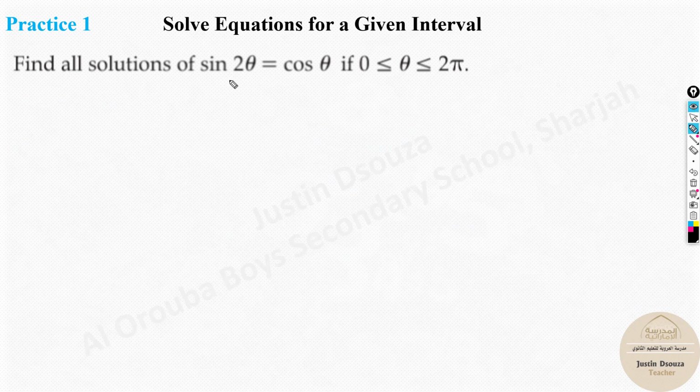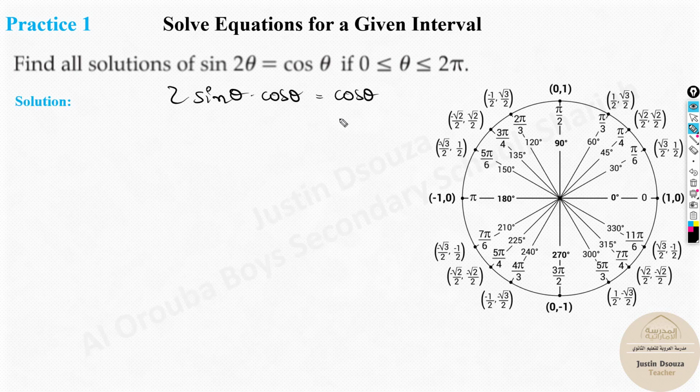We have sine 2 theta equals cos theta. What do we do over here? First of all, there is 2 theta. This is a double angle identity. How do you solve it? It is 2 sine theta into cos theta. This is the rule for sine 2 theta, the double angle identity. We have done it in the previous lessons. And over here equals cos theta. You need to bring it inside over here. It will be 2 sine theta cos theta minus cos theta equals 0.